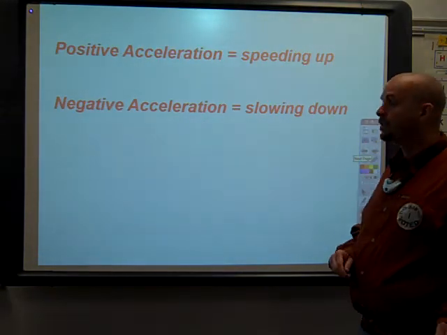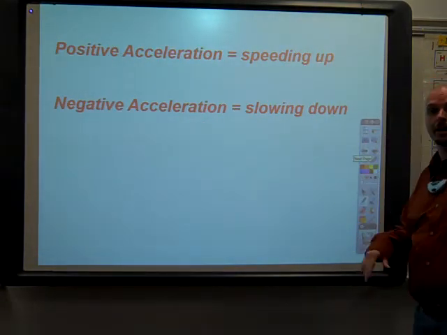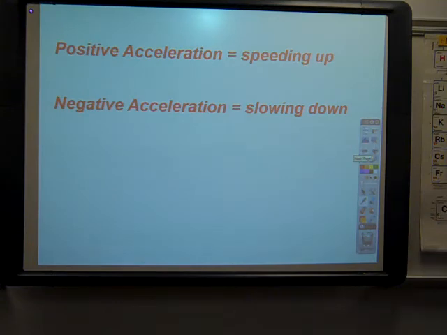Now, because there is subtraction involved, our acceleration can be positive or negative. If VF is bigger, it'll be positive. If VF is smaller, it'll be negative. Positive acceleration happens anytime the object is speeding up. Negative acceleration happens anytime the object is slowing down. Our acceleration in that example was positive because our car sped up from 20 to 60.